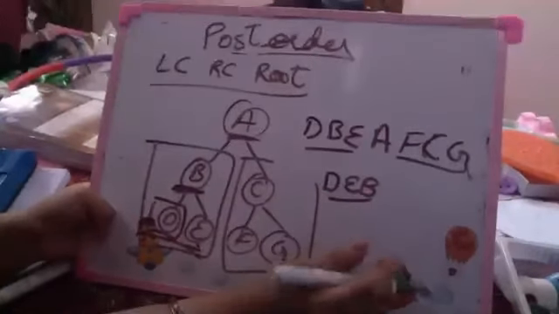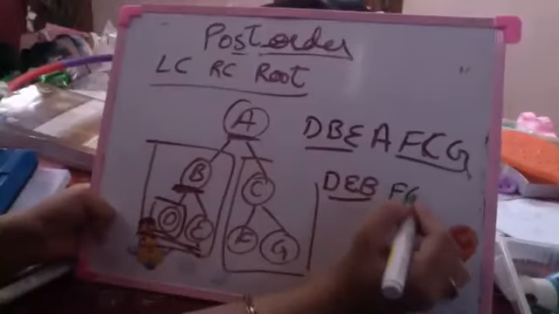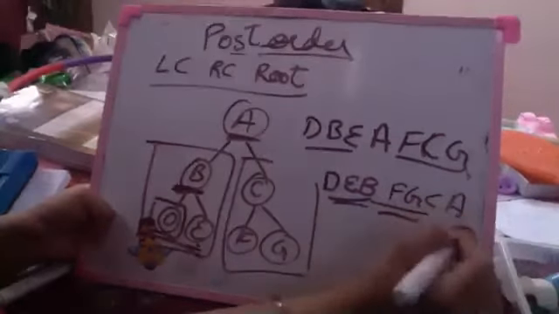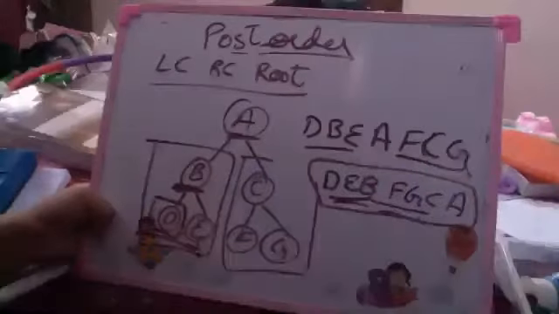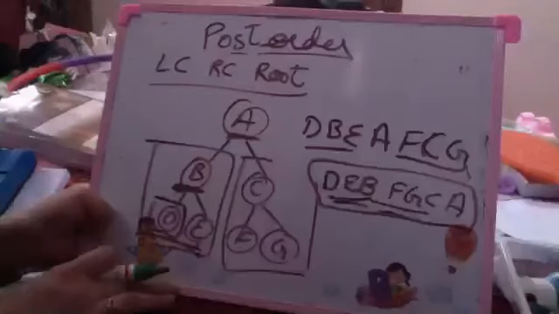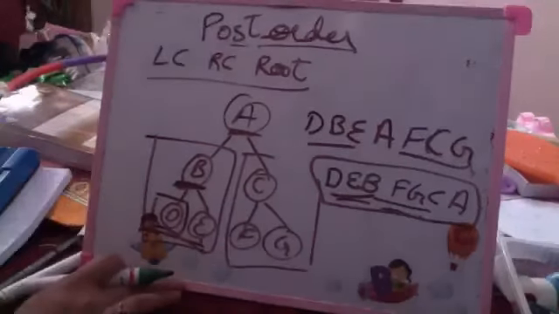This is the left child. Then you traverse the right child in post-order, left, right, root. So left, right, root, and then left child, right child, and then you have the root. This becomes the post-order traversal. Is it clear to all? Yes, ma'am. And anybody, any doubt with this?